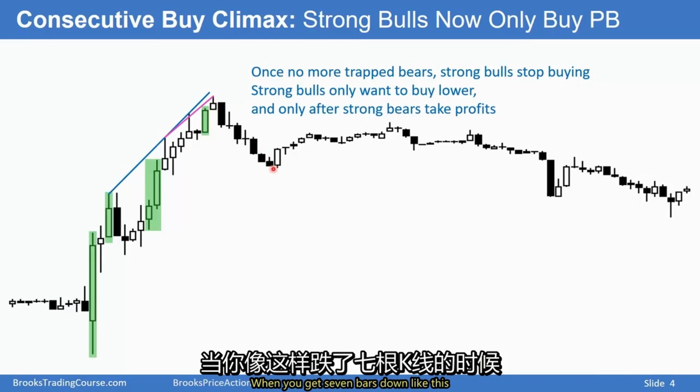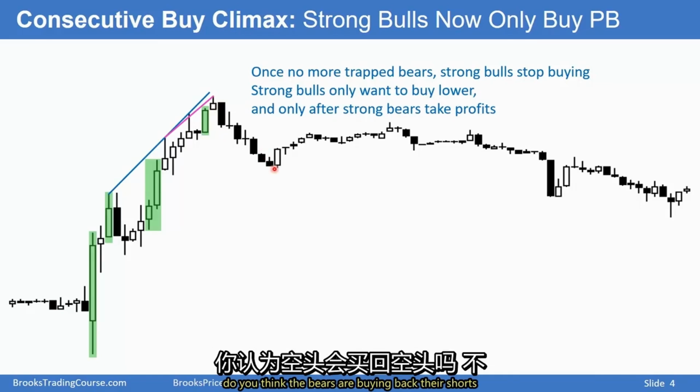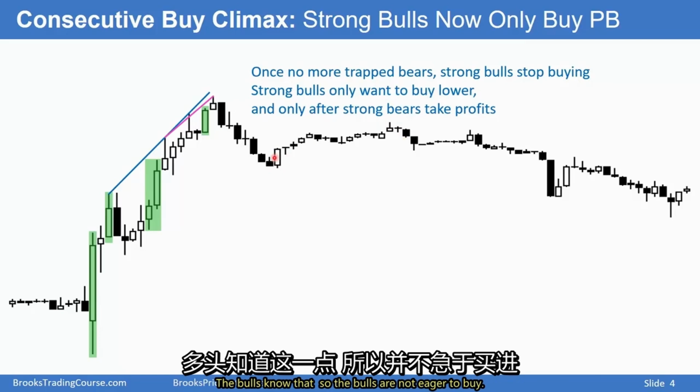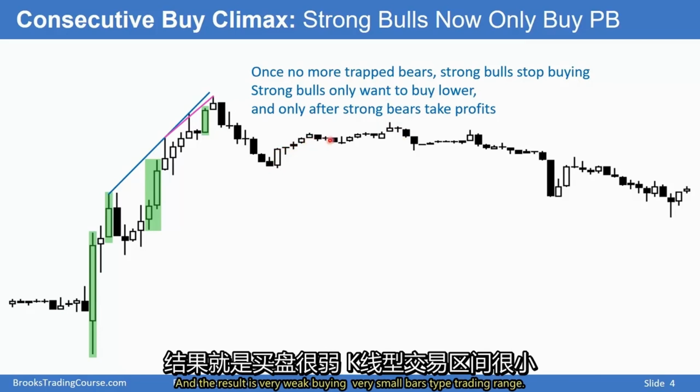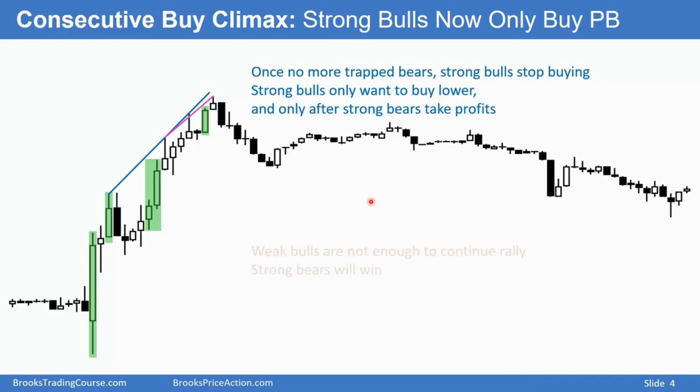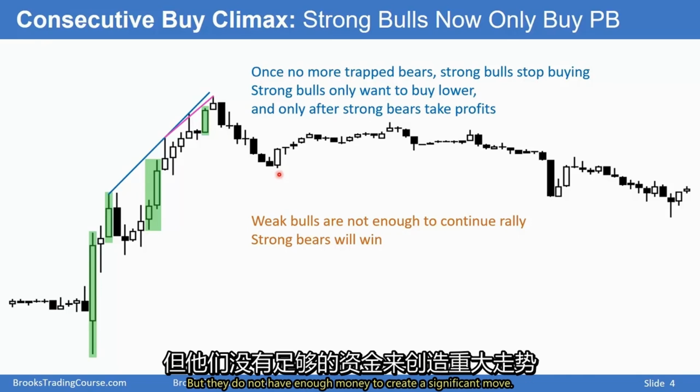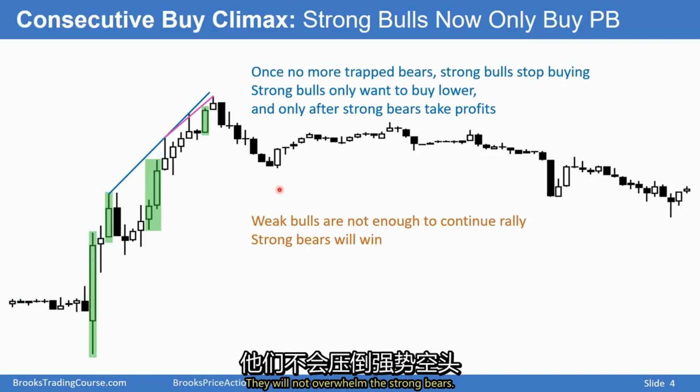When you get 7 bars down like this, do you think the bears are buying back their shorts? No, they're expecting a second leg down, so they're looking for a rally to sell. The bulls know that, so the bulls are not eager to buy, and the result is very weak buying, very small bars, tight trading range. Weak bulls are always buying, hoping that they're buying with very little risk. But they do not have enough money to create a significant move. They will not overwhelm the strong bears.